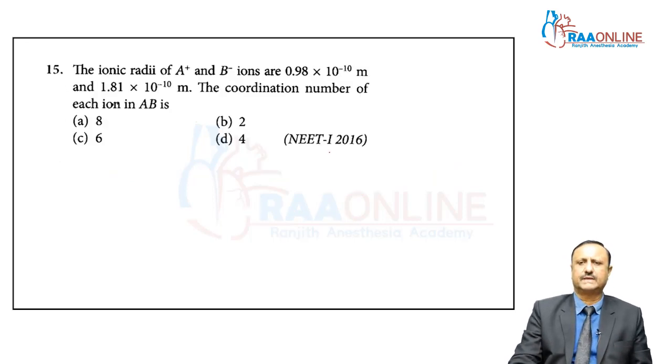Now, we can take question number 15. This question number 15 was asked in NEET 2016, my dear students. In this question, the ionic radii of A+ and B- ions are 0.98 into 10 to the power minus 10 meter, and 1.81 into 10 to the power minus 10 meter. The coordination number of each ion in AB is. Here, my dear students, you can see the formula and theory. Here you can see the ionic radius.